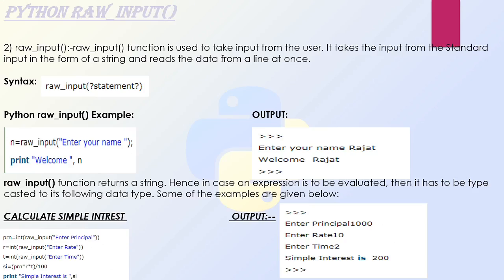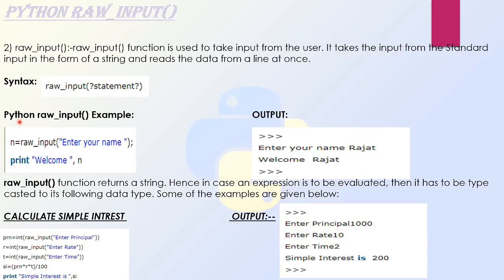Now we will see the raw_input function. The raw_input function is used to take input from the user. It takes the input from the standard input in the form of a string and reads the data from a line at once. Okay, its syntax is raw_input, parenthesis, quotation marks, statement, quotation marks.